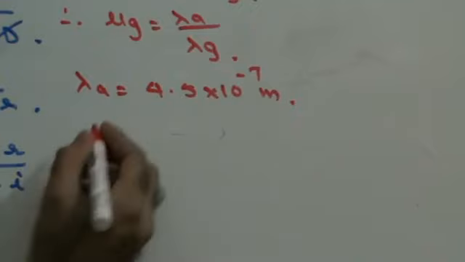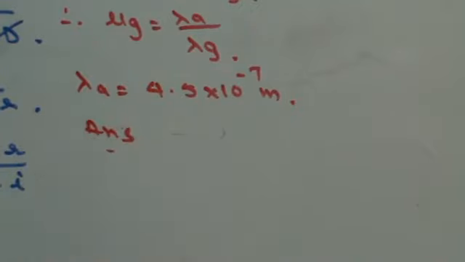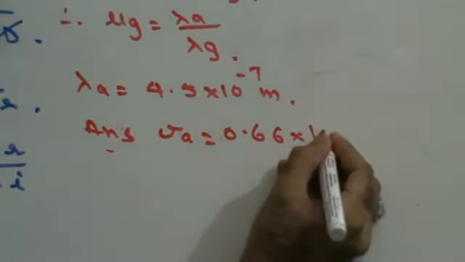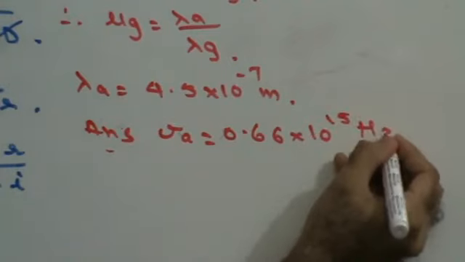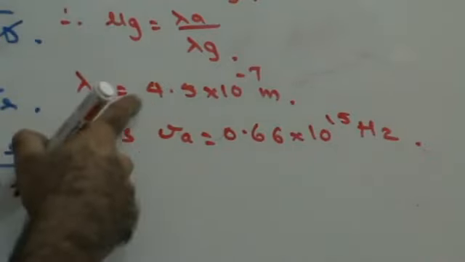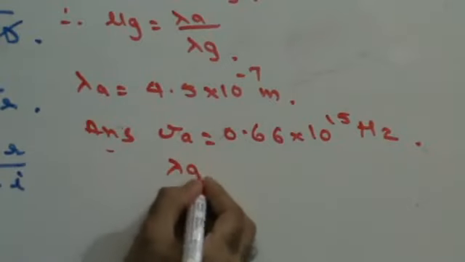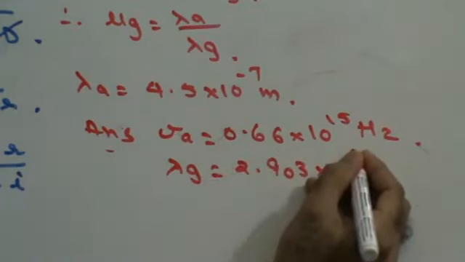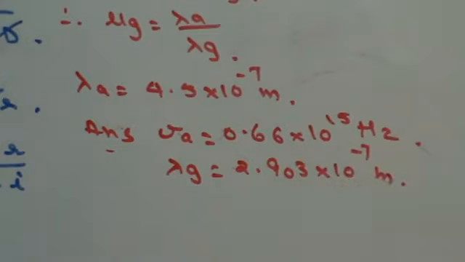Fine? The answer for this sum should be, frequency in air is going to be 0.66 into 10 raised to 15 Hertz. That's my frequency in air. What else have I got to find out? I have to find out the wavelength in glass, which I am going to get from here. Wavelength in glass is 2.903 into 10 raised to minus 7 meters.